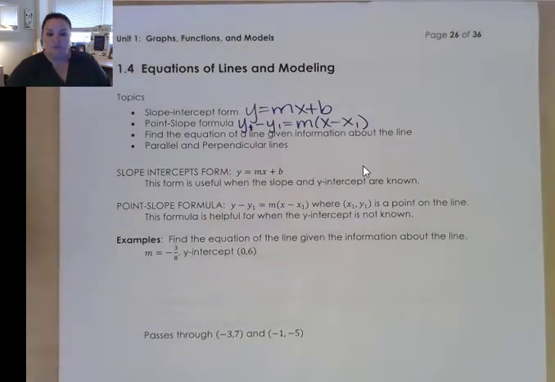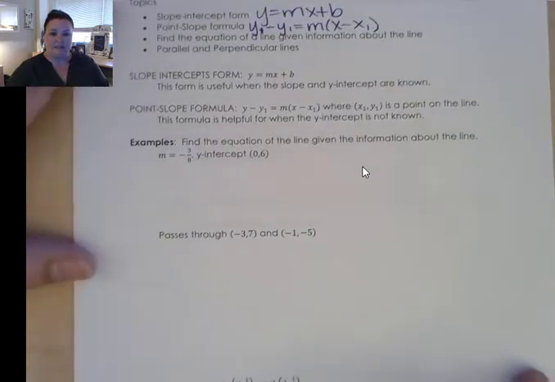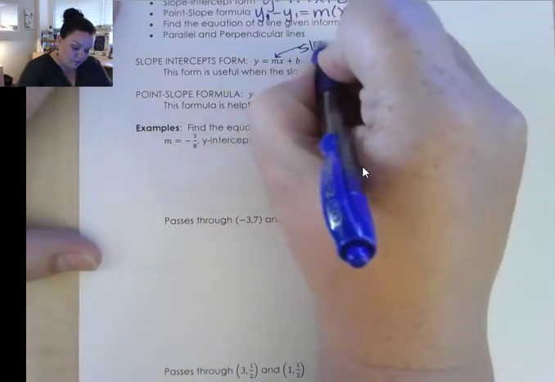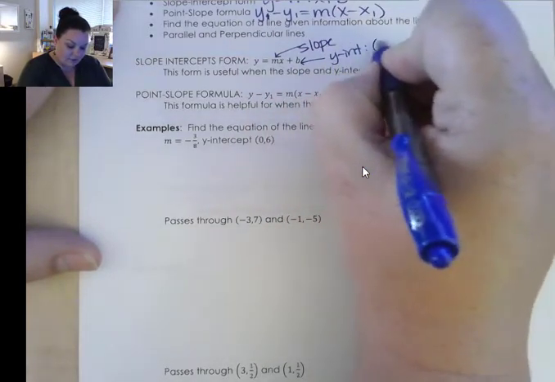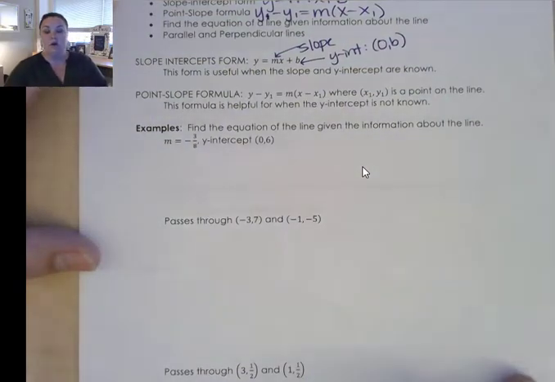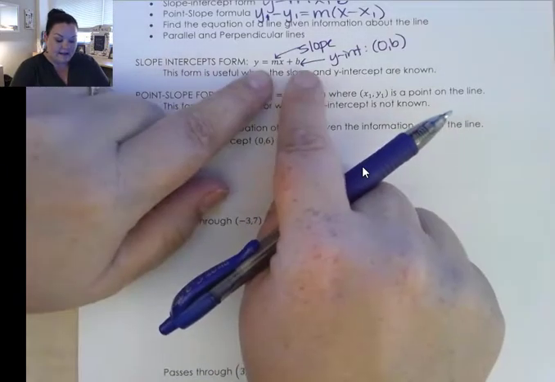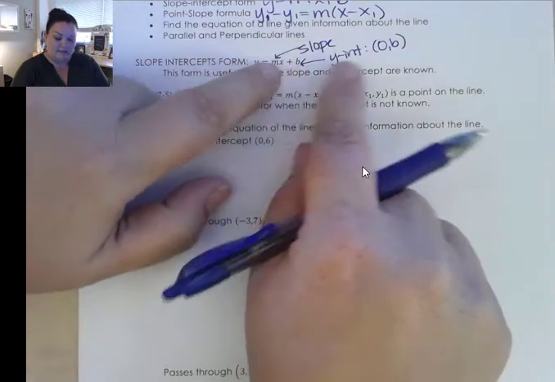So first of all, slope-intercept form looks like y equals mx plus b, where m is our slope, right? And b is our y-intercept, which we write as an ordered pair because it represents a point on the graph, okay? So ideally, if we're given something in slope-intercept form, we should be able to identify the slope and the y-intercept.